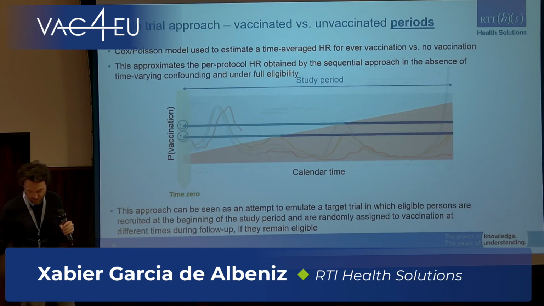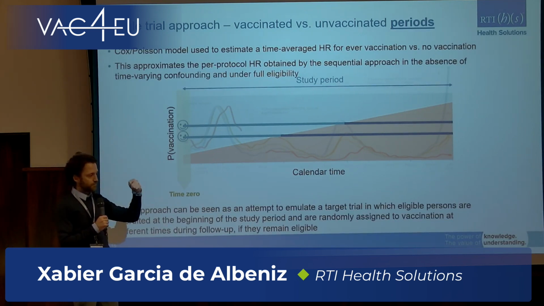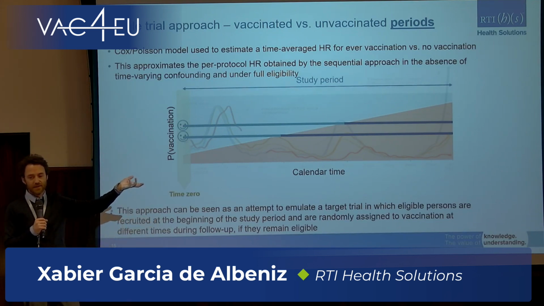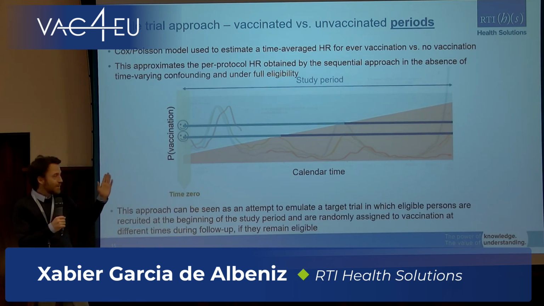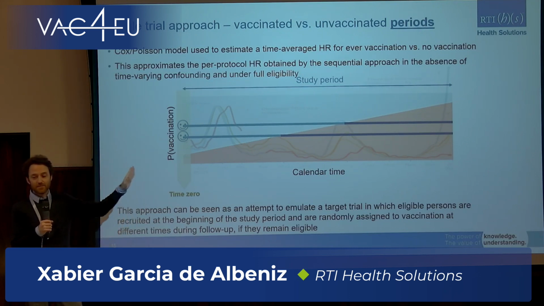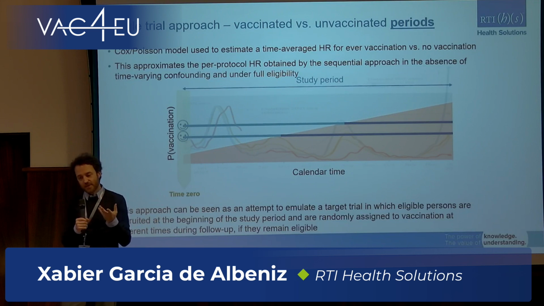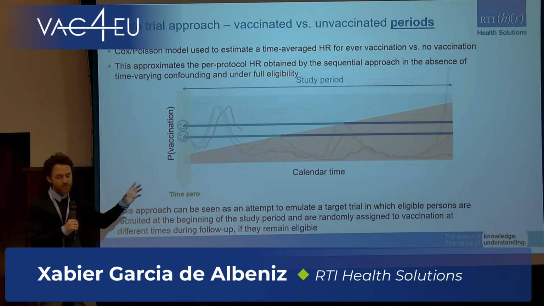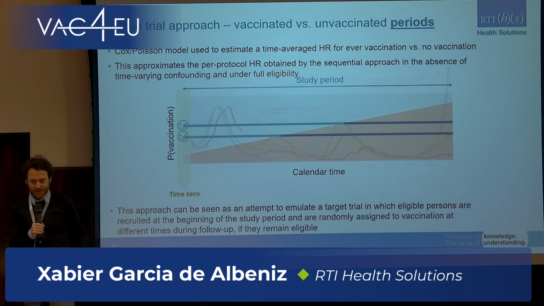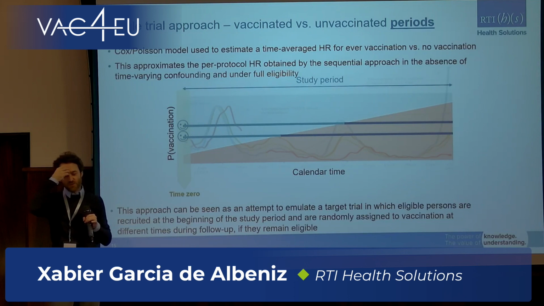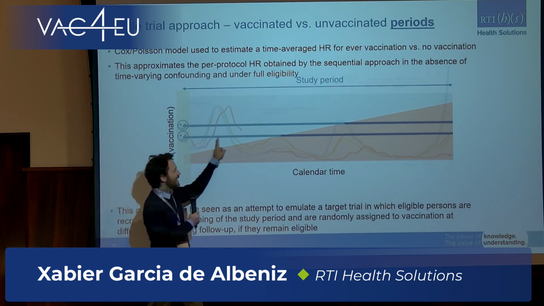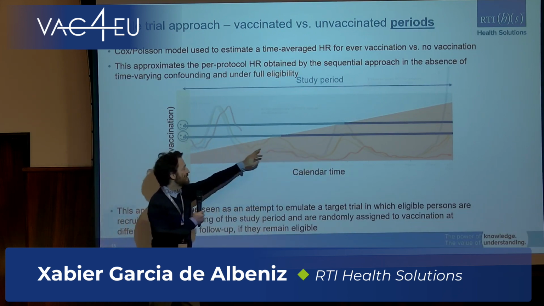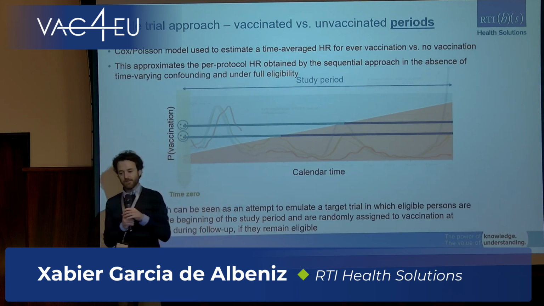Then you use one outcome model, a Cox or a Poisson model, where you throw in that time-varying exposure, and that model gives you a hazard ratio, which is a time average hazard ratio of being ever vaccinated versus never vaccinated, right? This could be an approximation to a per protocol hazard ratio that we would obtain with the sequential approach. Which target trial are we emulating here? The target trial here would be, I'm recruiting everyone here, and I'm randomizing the time to start the drug.